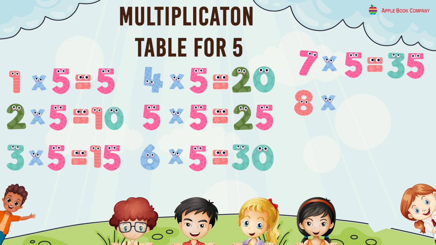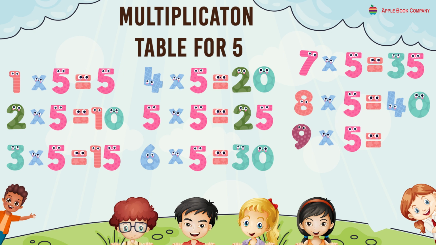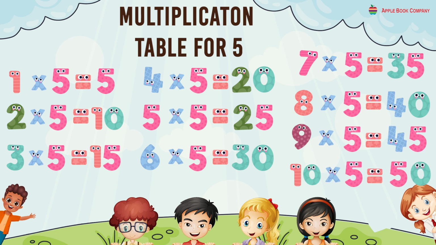8 multiplied by 5 is 40. 9 multiplied by 5 is 45. 10 multiplied by 5 is 50.